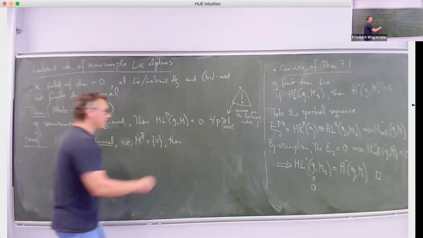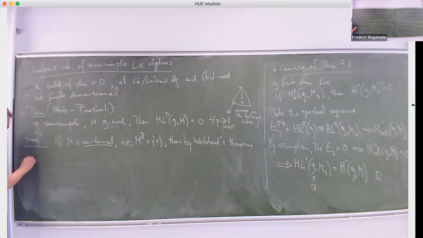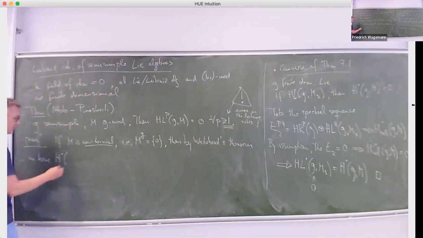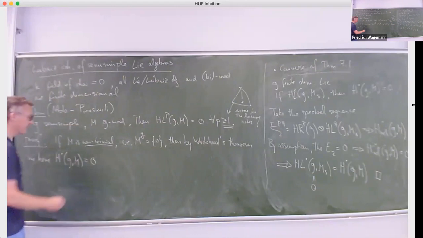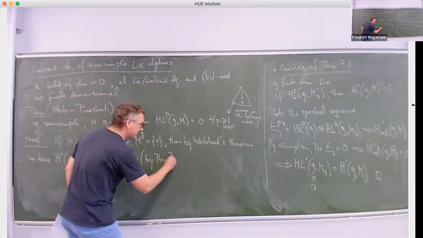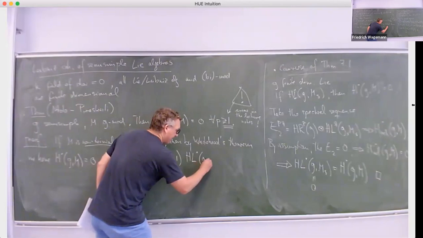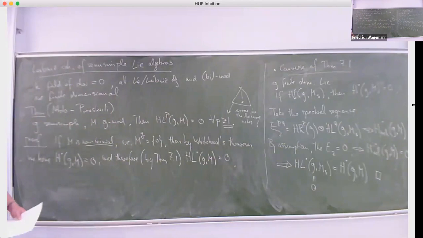Then, by Whitehead's theorem, we have H^n(g, M) zero for all degrees, and therefore, by theorem 7.1, which I just recalled in its converse form but here use in the direct form, HL^n(g, M) is zero. Okay, this is one case.